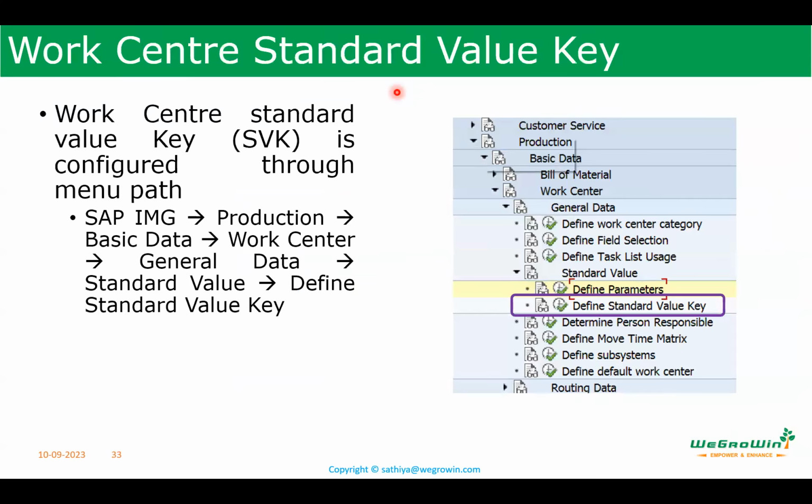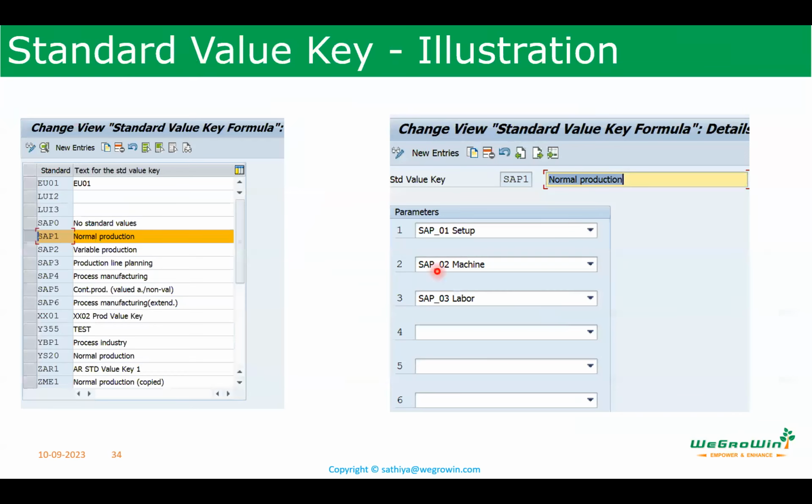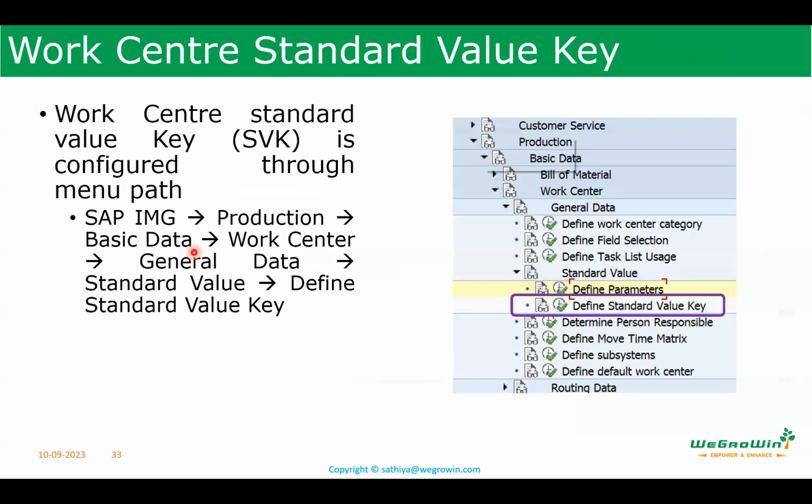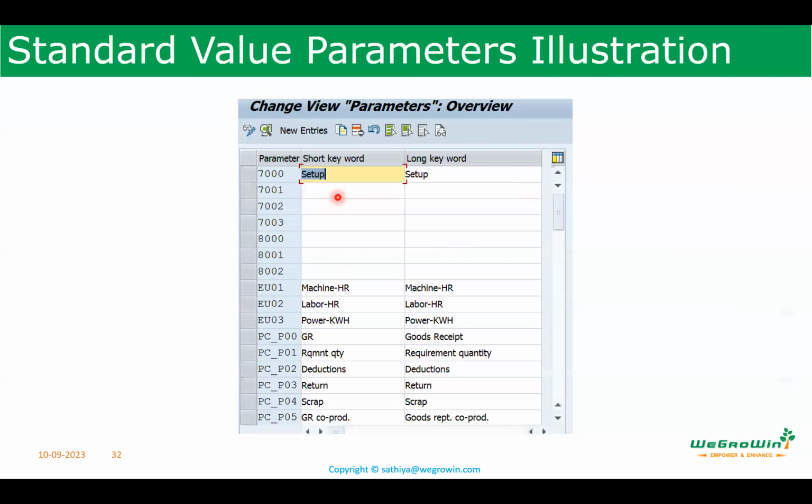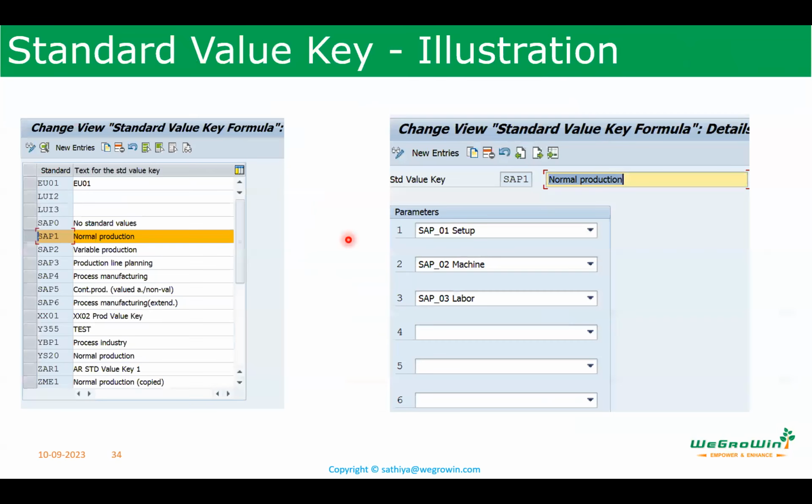And then work center standard value key. I define the standard value key. In this standard value key, I will define what are the 6 parameters that have to come there. Right? I define the parameters here. Which are all the 6 parameters that have to come in the 6. So when I select the standard value key in work center, these things will come by default. That is why in the work center, when I enter the standard value key, this setup time, machine, and labor, these things came automatically. That is coming from this configuration.